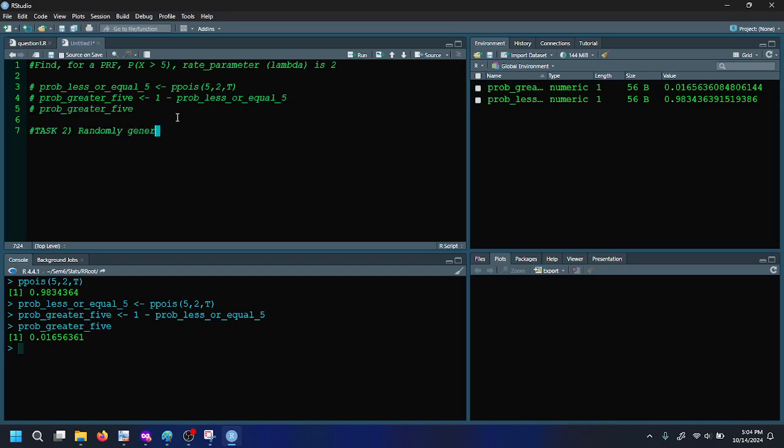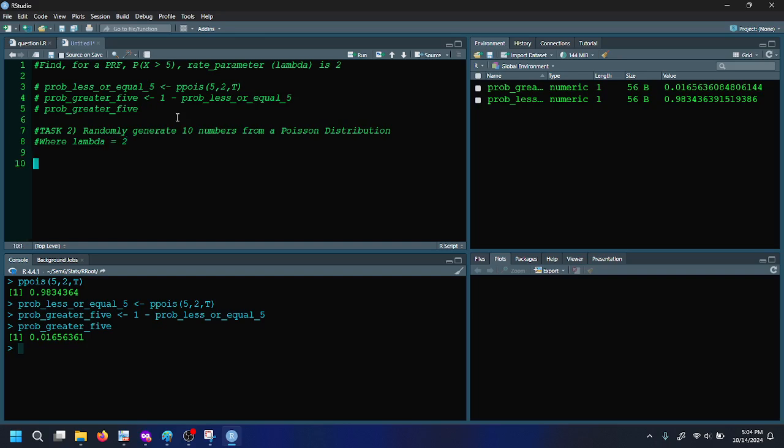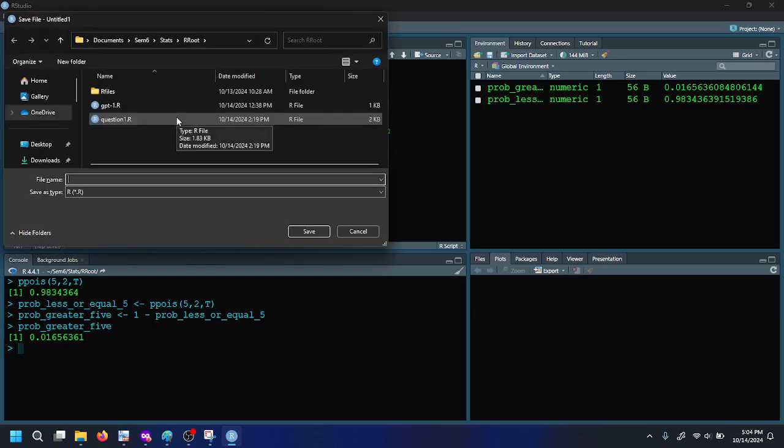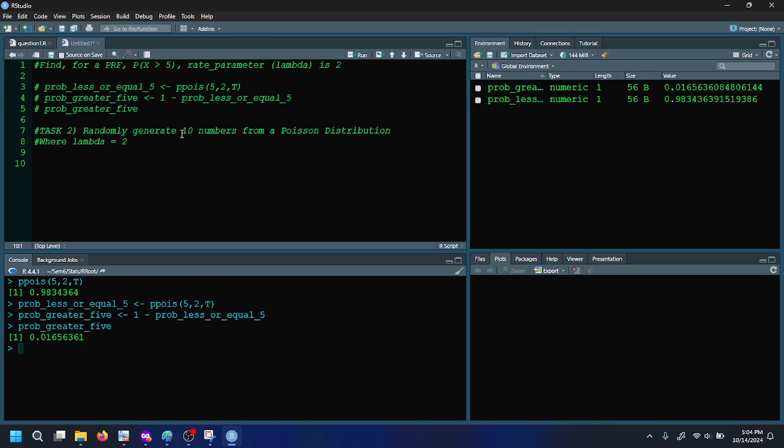Randomly generate 10 numbers from a Poisson distribution where lambda equals 2. What will happen here is we'll get 10 random numbers that follow a Poisson distribution with a rate parameter that we set, and they're going to be very close to or centered about that rate parameter.